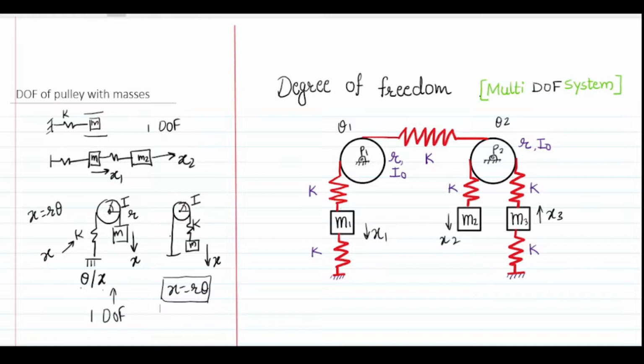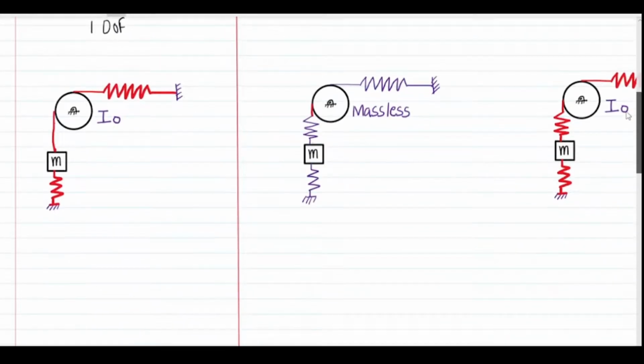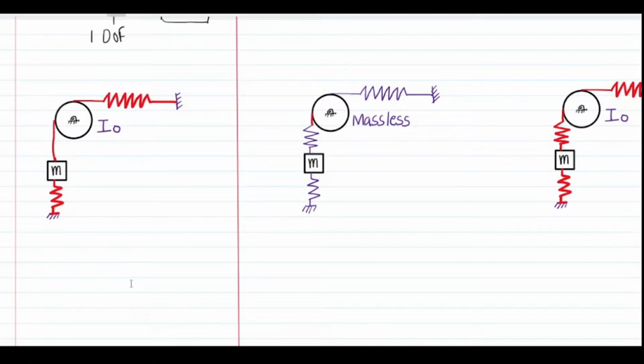We can reinforce this by looking at three different cases here. In the first case, I have a pulley of moment of inertia I naught connected with a mass. There are two springs, K1 and K2, but there is an inextensible string connected between the pulley and the mass. In the second case, which is a very special case, I have just removed the mass of the pulley. So this is a very simple case where the pulley is just for the sake of connecting spring 1 and spring 2. Otherwise, there is no inertial effect of this pulley. So this system is purely a single degree of freedom system.